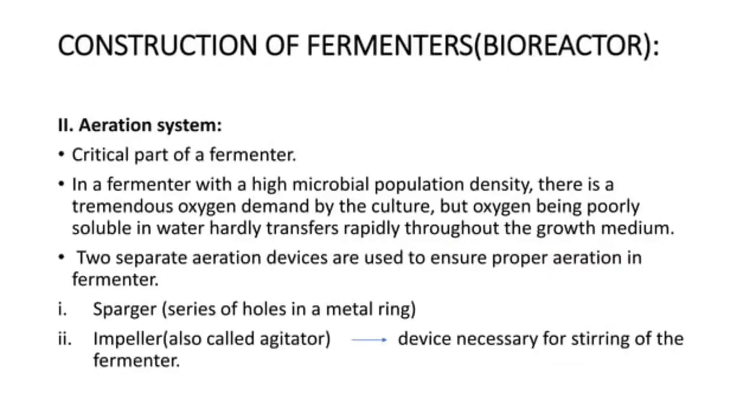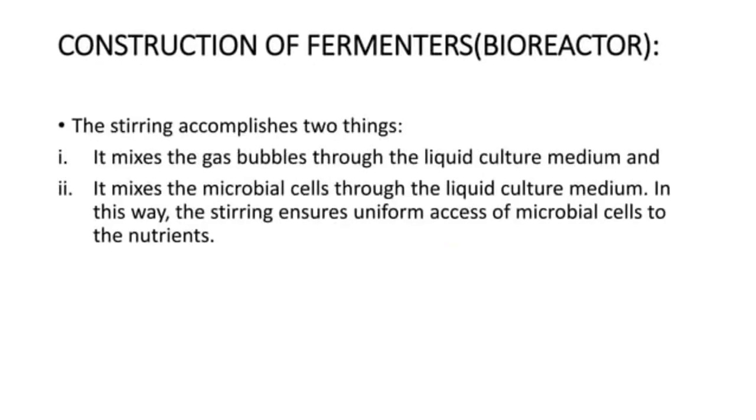Aeration system, a critical part of the fermenter. In a fermenter with a high microbial population density, there is tremendous oxygen demand by the culture, but oxygen is poorly soluble in water and hardly transfers rapidly throughout the growth medium. Two separate aeration devices are used to ensure proper aeration in the fermenter: spargers and impellers. The stirring accomplishes two things: it breaks up the gas bubbles, and it distributes the microbial cells through the liquid.